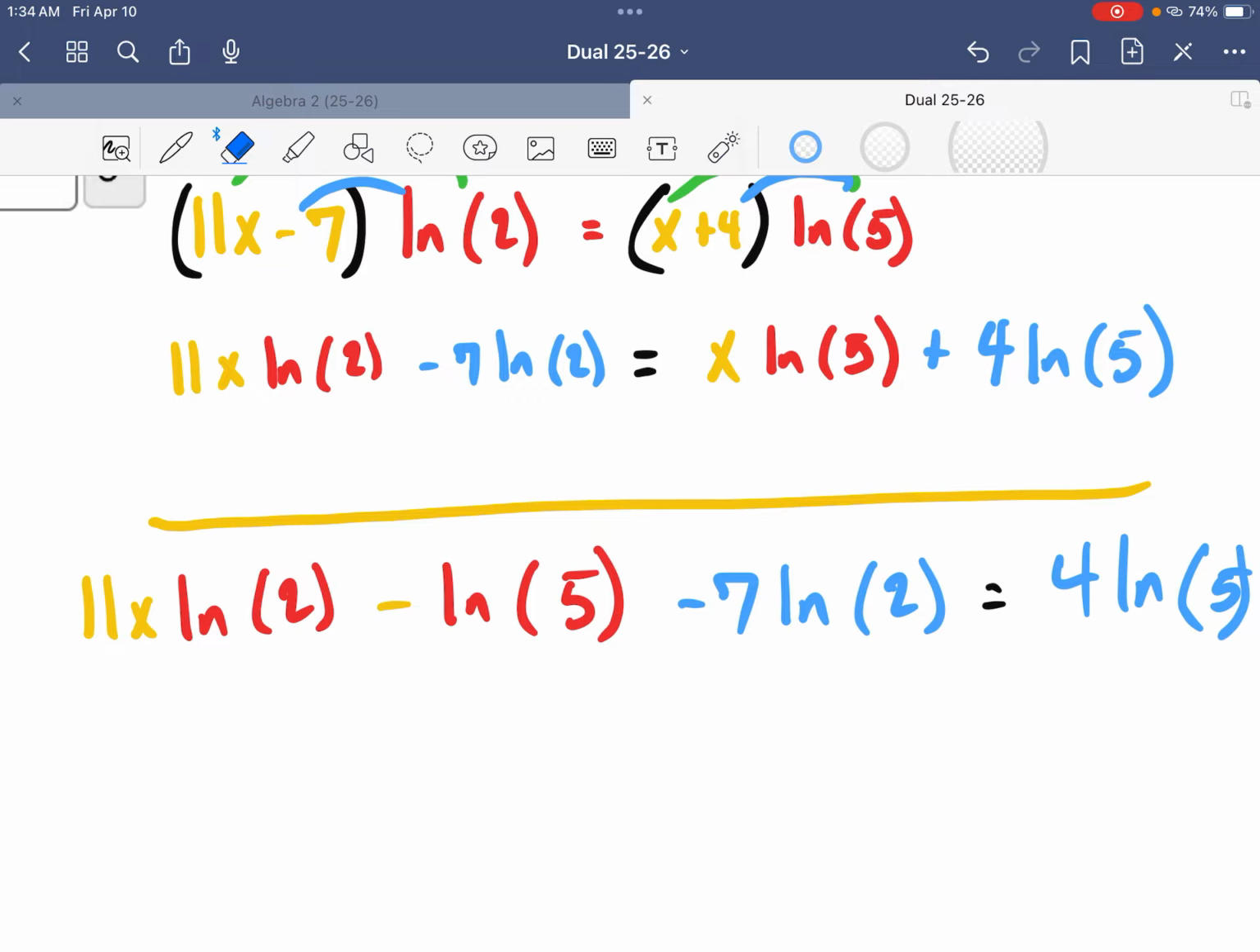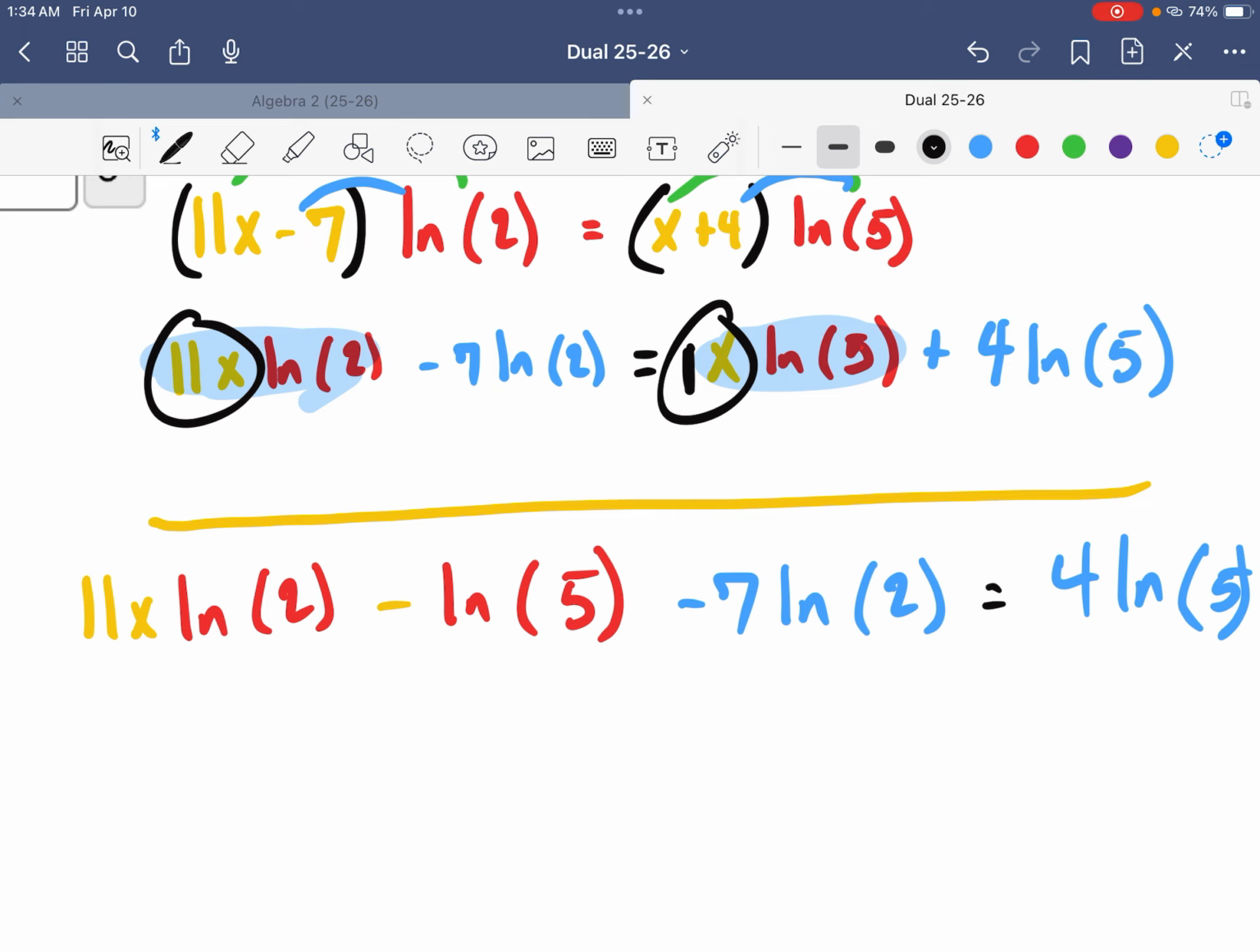So again, what I'm trying to do is get all the x's on the same side. So I have an x right here, this is an x, and this is an x. I want them on the same side. So you can move the 11x to the right, but since this is 11x and this is just a baby little 1x, I'm moving the smaller one. So that's why I moved all of this to this side.